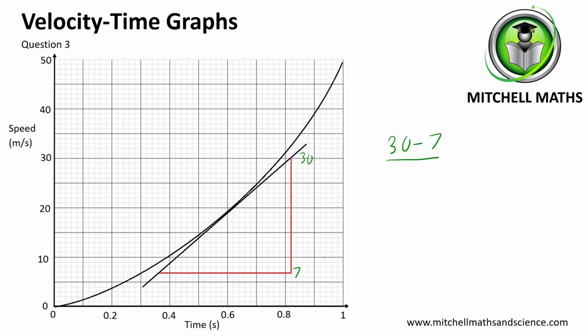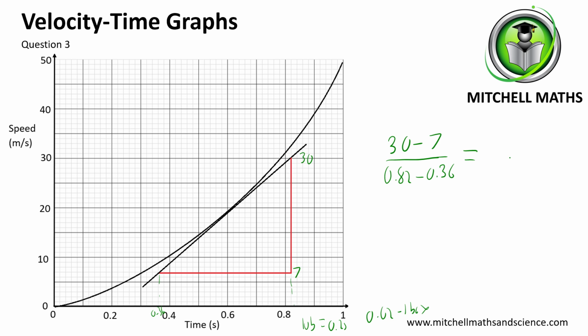I also need to get my change in time. If I look across, 10 boxes is equal to 0.2 seconds, which means that each box is 0.02. So I will have 0.82 here, and I'm going to take away the value here, which will be 0.36, because it's 2 boxes away from 0.4, so that's going to take away 0.02 twice, 0.36.